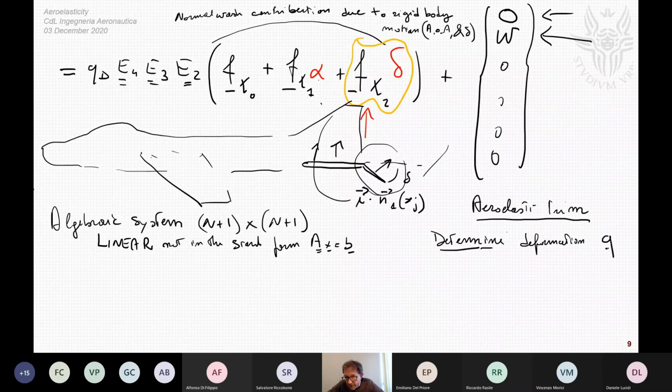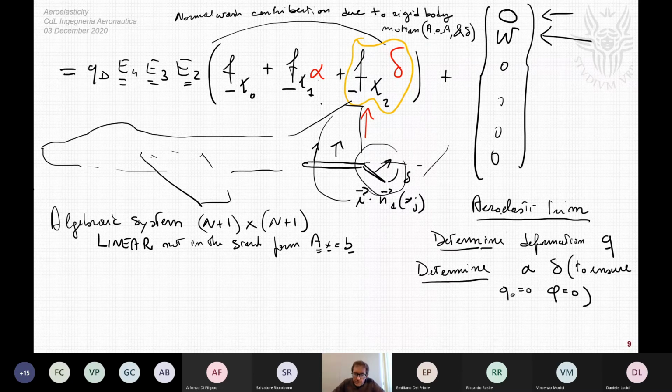So the Q variable, and determine also the value of angle of attack and characteristic control surface angle to trim your aircraft to ensure zero vertical motion, Q0, zero pitching.